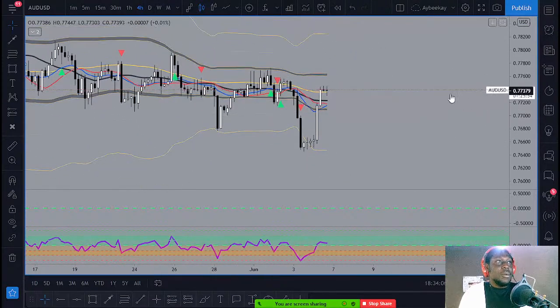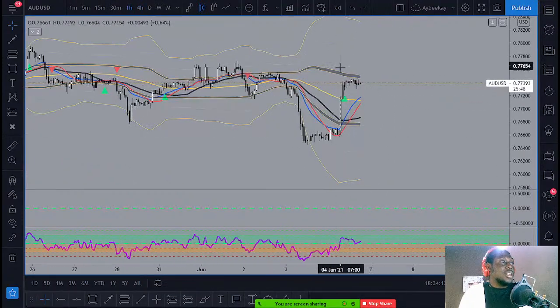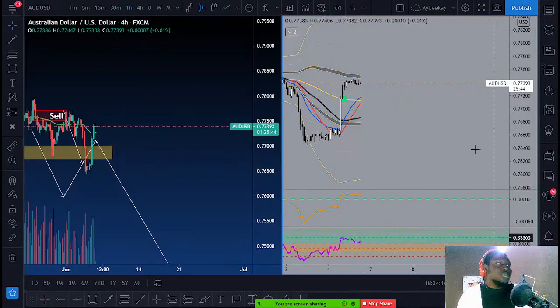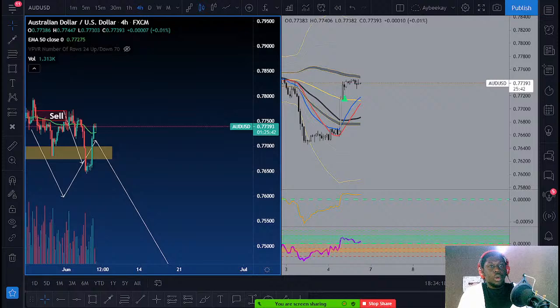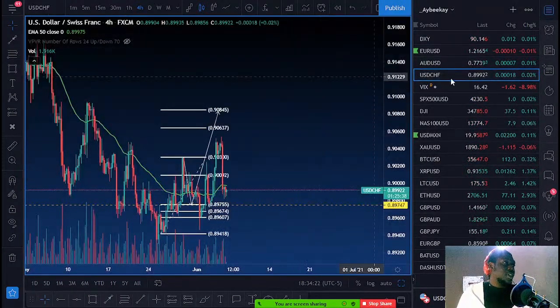4 hour time frame, it looks like it's about to call for a buy. Exactly the reason why I'm being patient. 1 hour time frame, I'm being patient, you know. So let's go on over to USHF. Kind of the same thing.